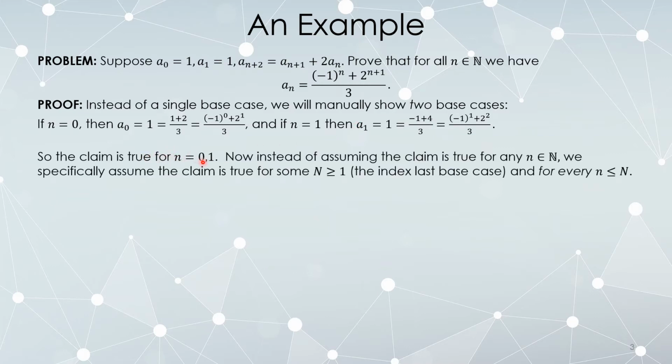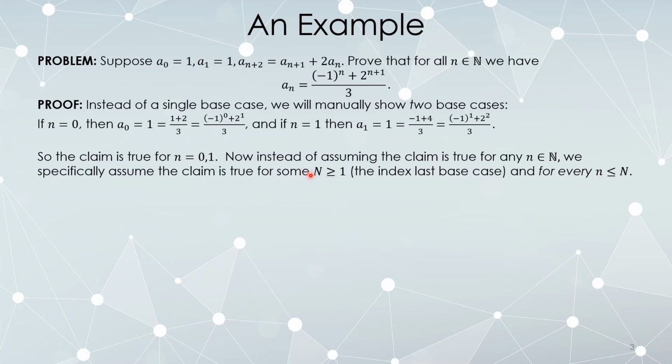So since the claim is true for these 2 indices, we proceed with a strong inductive proof. We don't just assume the claim is true for some particular natural number. Instead, we assume the claim is true for every index up to capital N, where N is at least as large as the last index used in the base case. So the indices we used for our base case were indices 0 and 1. So we assume there's a capital N at least as large as 1, the last index, and the claim is true for every index up to that point.